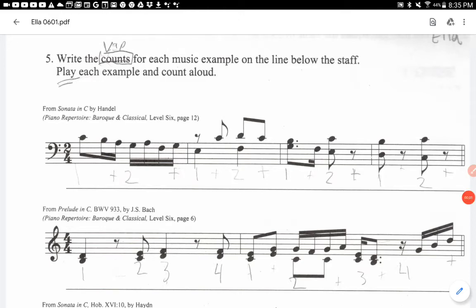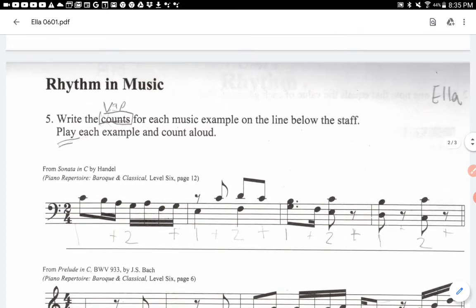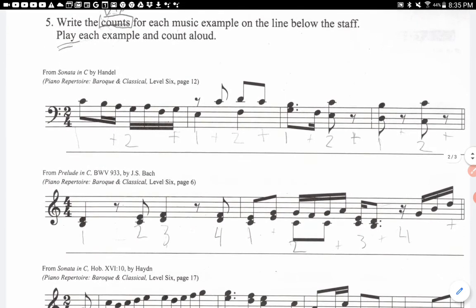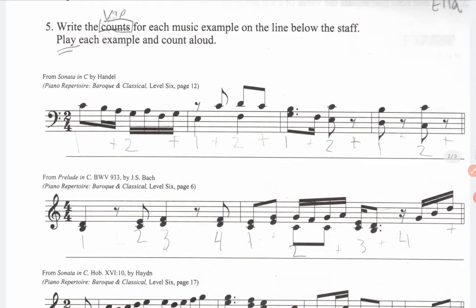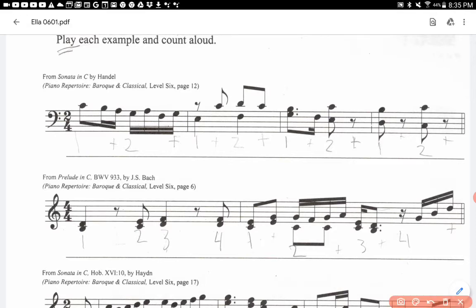Hello everyone, my name is Natalia Lauk and today we're going to be reviewing Fundamentals of Piano Theory from Keith Snell, book 6, page 4. Rhythm in music, very important part. So let's look at assignment number 5 and see what we can do better with this one.